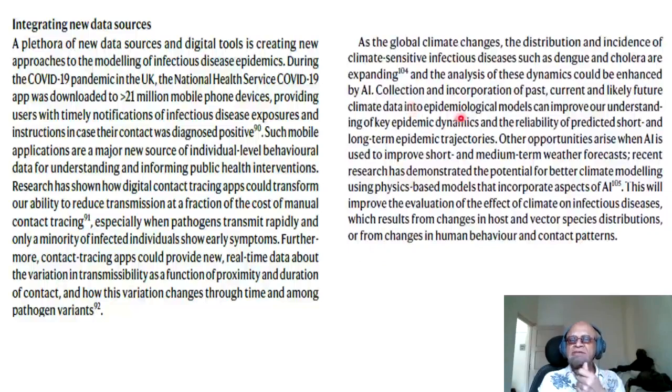As the global climate changes, the distribution and incidence of climate-sensitive infectious diseases such as dengue and cholera are expanding, and the analysis of these dynamics could be enhanced by AI. Collection and incorporation of past, current, and likely future climate data into epidemiological models can improve our understanding of key epidemic dynamics and the reliability of predicted short and long-term epidemic trajectories.